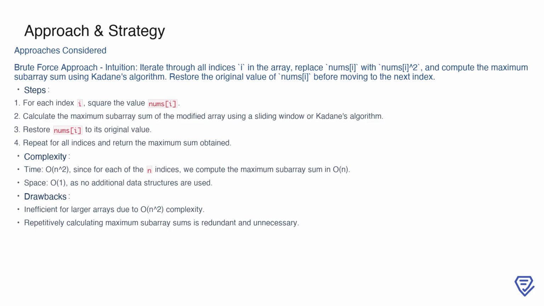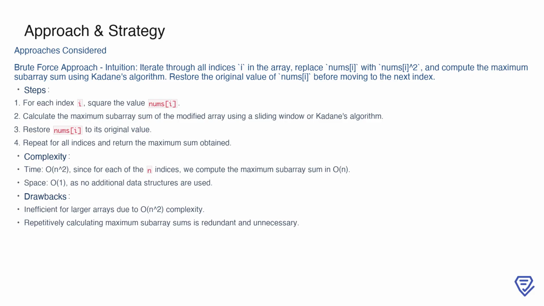To solve this problem, a brute force approach can be considered as a starting point. The idea is straightforward: for each index in the array, we replace the value at that index with its square, then compute the maximum subarray sum using Kadane's algorithm. After computing the sum, we restore the original value and move on to the next index. This ensures that every possible position is tested for the operation.